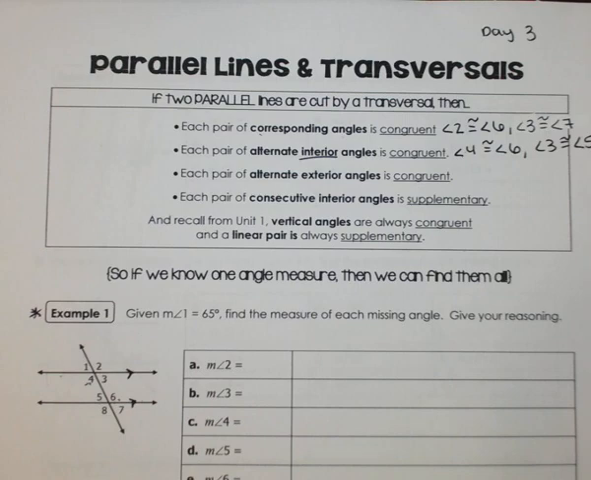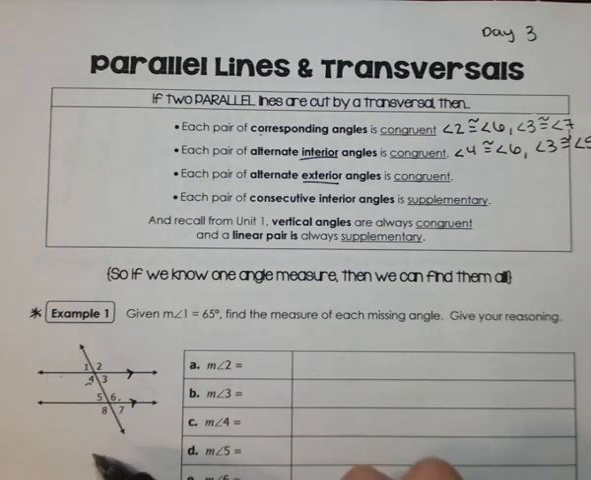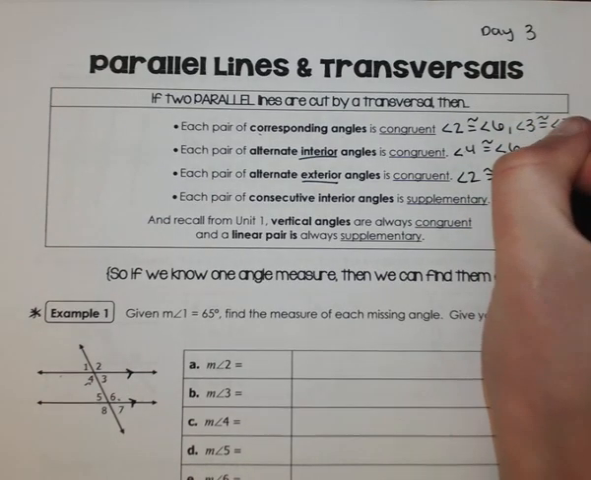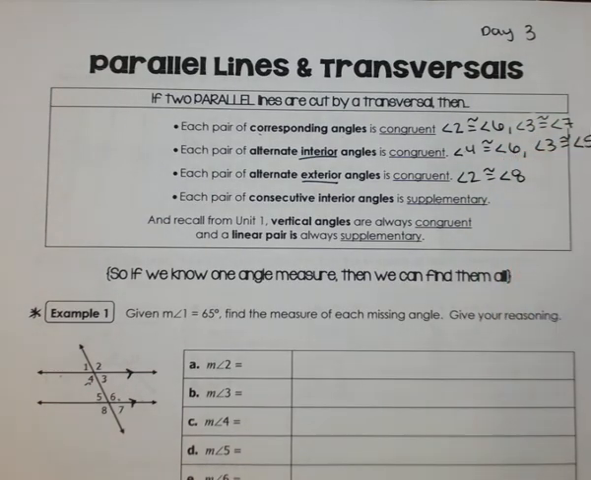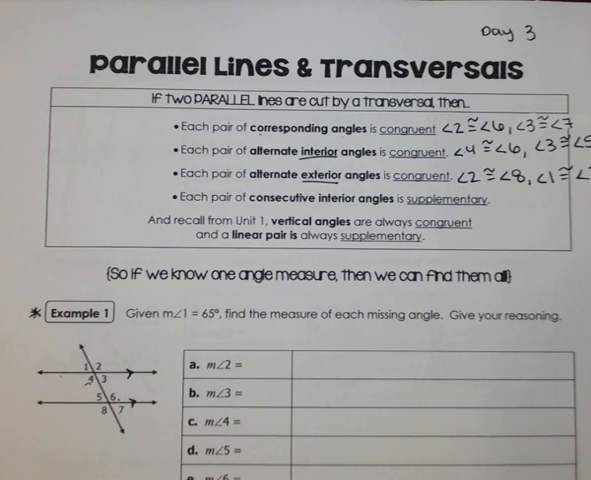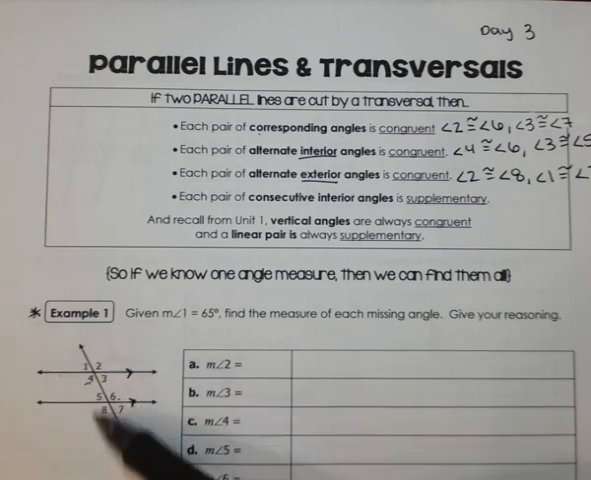Okay, the next type we have are alternate exterior angles. The definition is 2 angles that lie outside of the parallel lines and on opposite sides of the transversal. Angle 2 and angle 8 are alternate exterior angles. Angle 1 and angle 7 are alternate exterior angles. Again, these look like they would be the same angle as well. 1 and 7 are both acute. 2 and 8 are both obtuse.